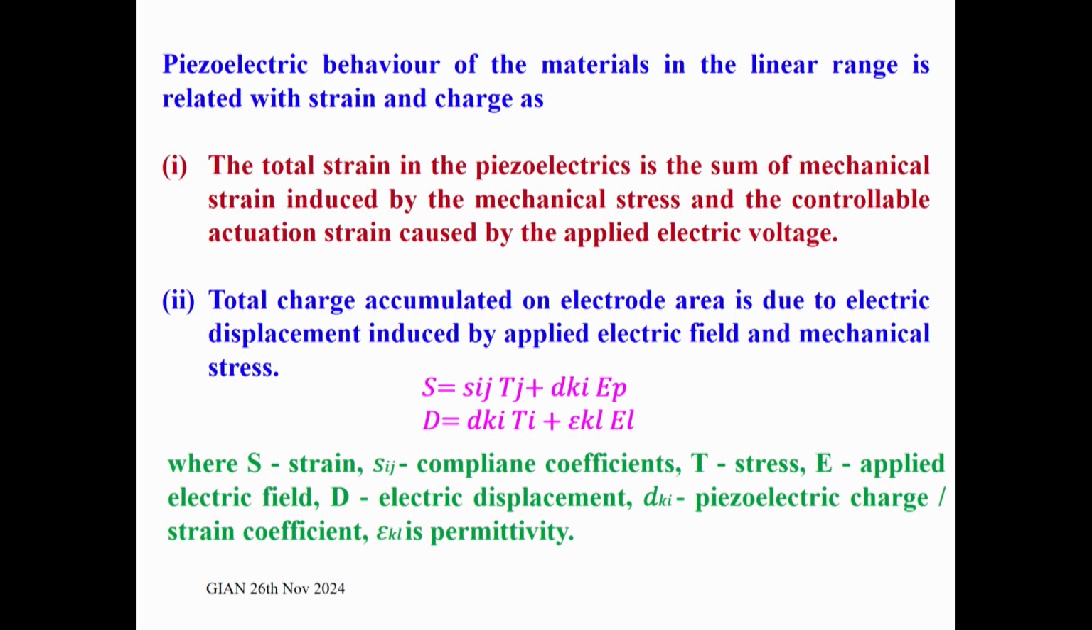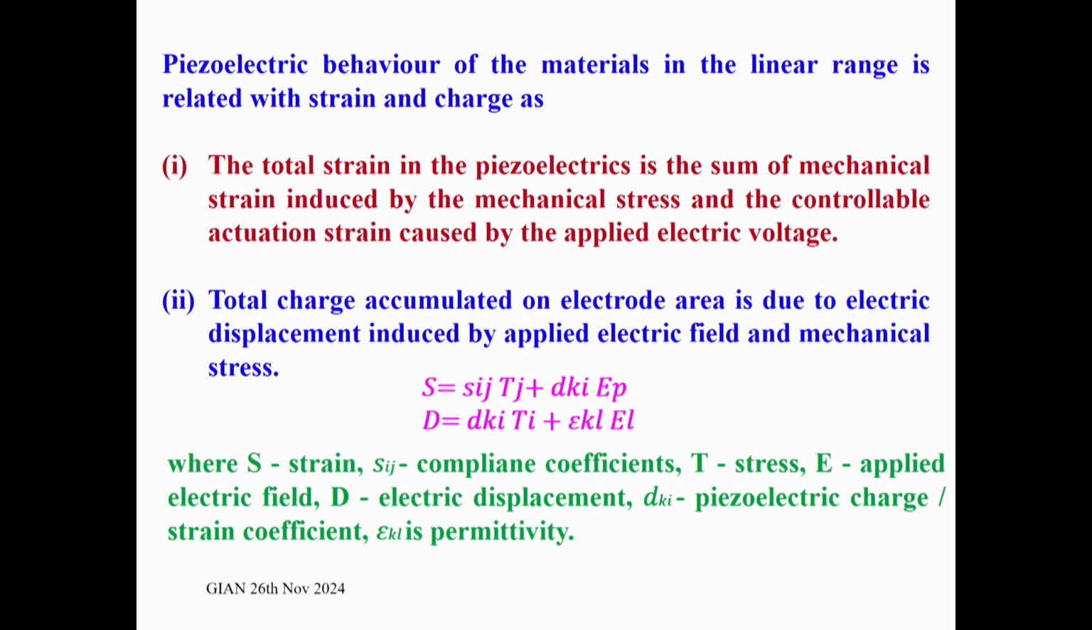Similarly, the total charge accumulated on the electrode area is because of the electric displacement induced by the applied electric field and mechanical state. These are the mathematical equations which give you the total state. As far as development of magnetoelectric materials is concerned, the role of piezoelectric materials is very important. In a piezoelectric material, what is important is the stress, strain and the dielectric displacement. The strain induced is decided by these factors, and charge accumulation is also decided by these factors.